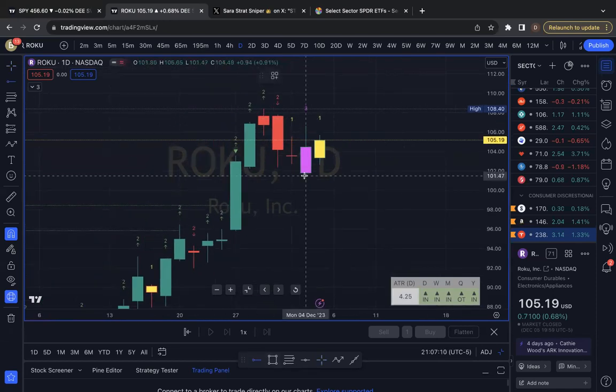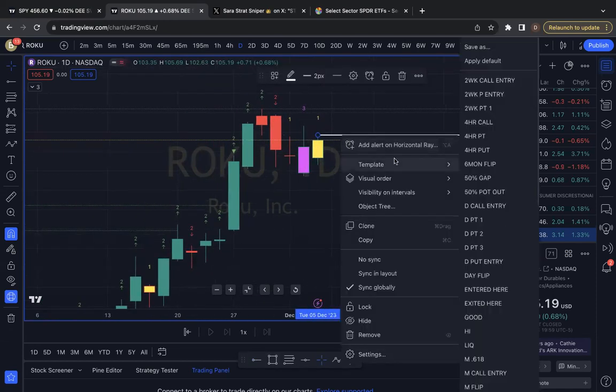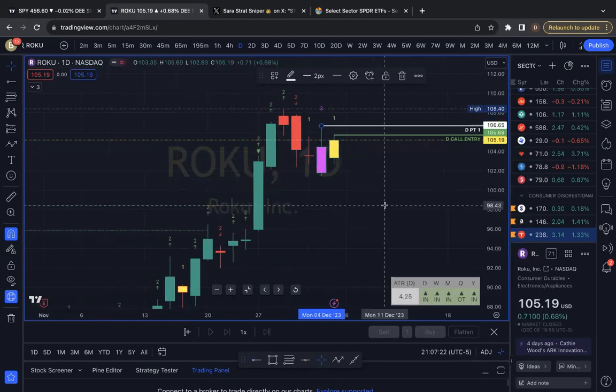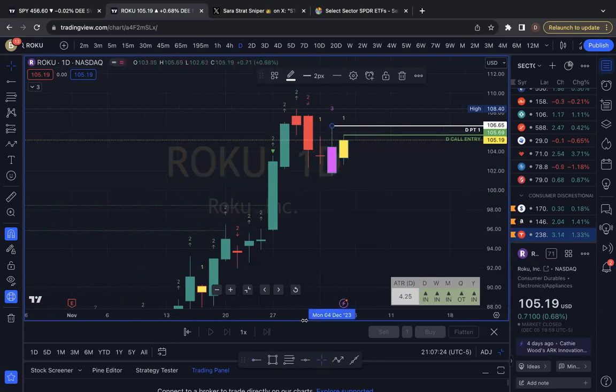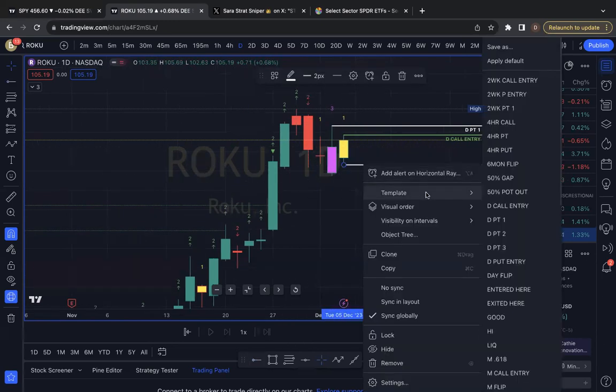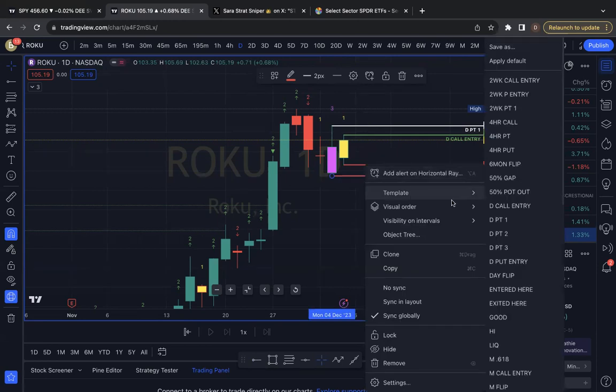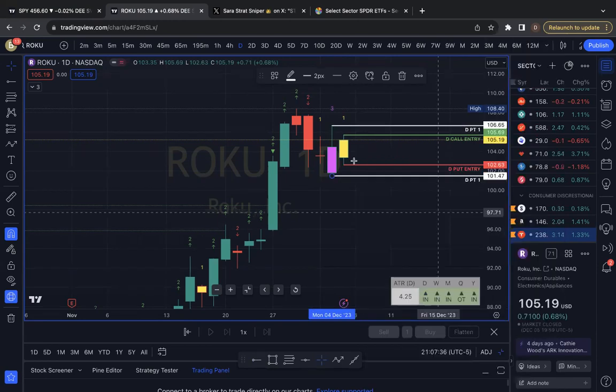So let's start with the daily and chart it. All right. So we got our call entry. Boom. We got our price target, our first price target right here. I see Roku going to the upside, but since it's an inside, I'll still plot the put entry as well. All right, so now what we're gonna do is start looking at our hybrid time frames.